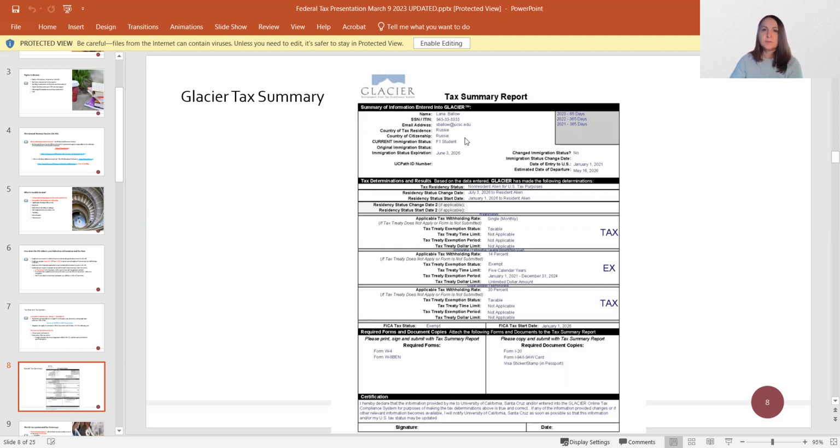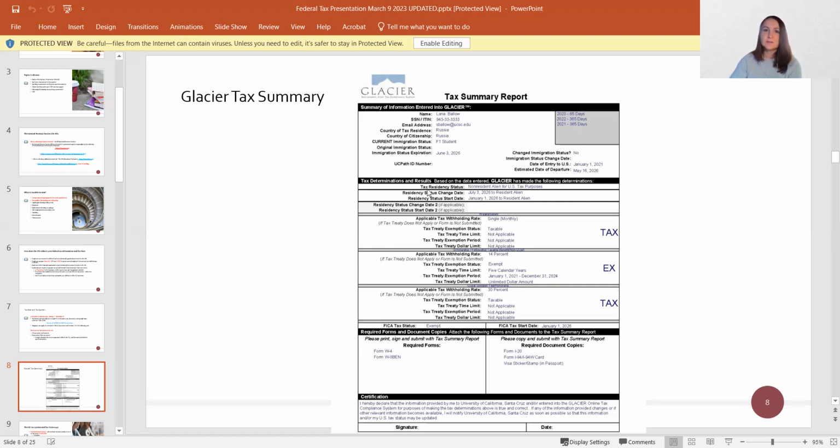So this is just an example of a Glacier tax summary. In the right corner, you see it spells out all the days this person was in the US. It shows the date of entry and the estimated date of departure. And if your departure date expires, I usually chase you and ask you to update the date.